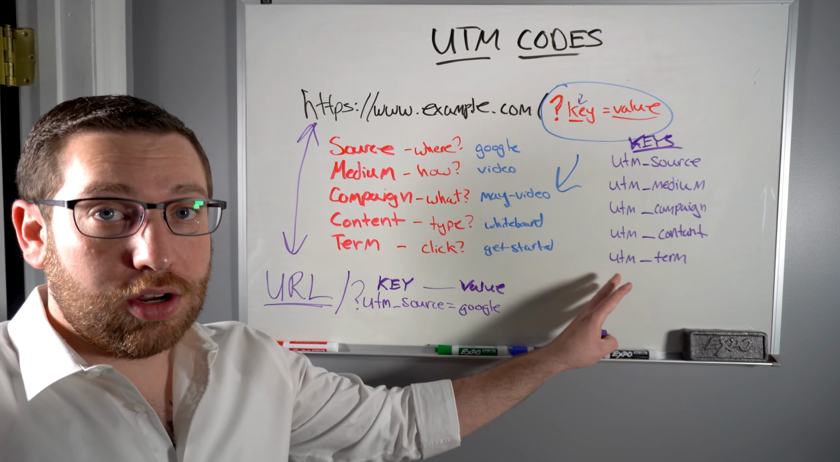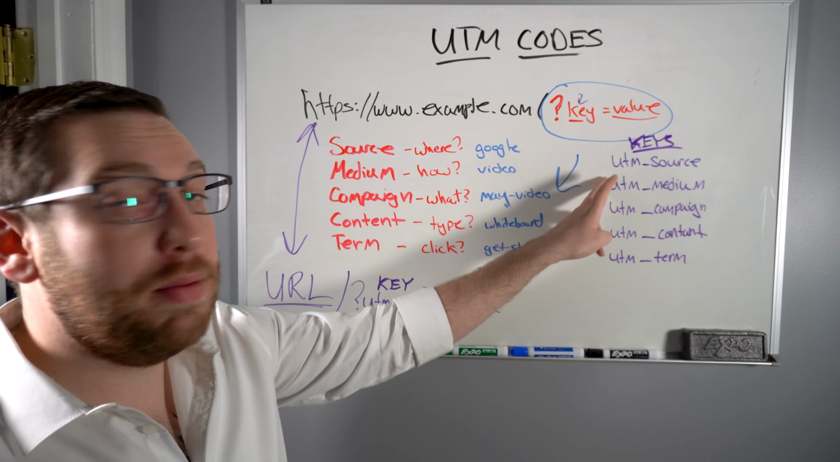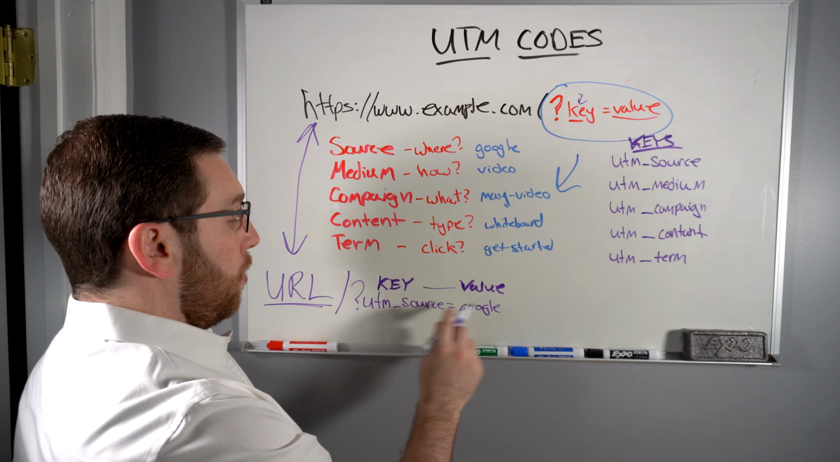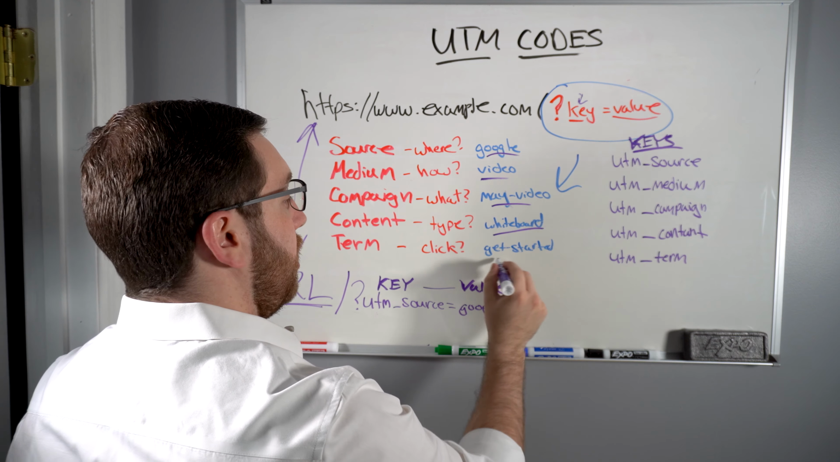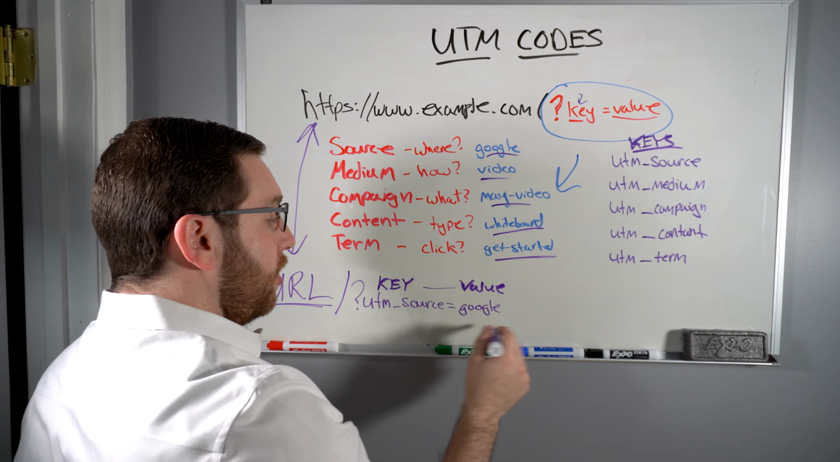These are the different keys that you're gonna use. They have to match these, okay? Can't go any other way with them or it'll mess up your analytics, right? So you have to use these. All right, so we have our values for source, medium, campaign, content, and term. We're just gonna plug them into this URL.